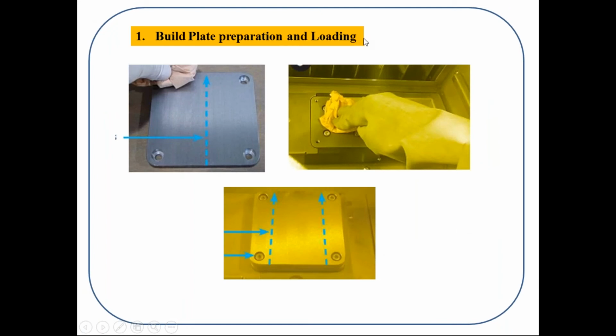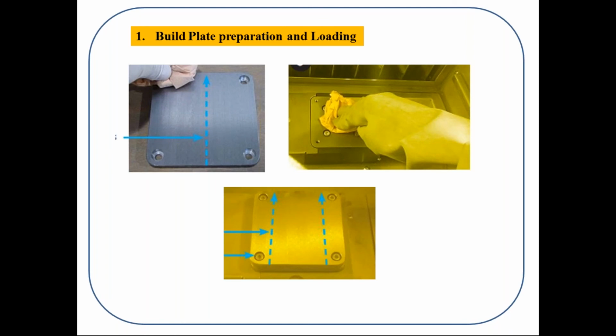Now coming to build plate preparation and cleaning. Before inserting the build plate through the airlock, we clean it with a paper towel and degreaser. We always clean the build plate in the direction of the grind lines to avoid paper towel residue. After fixing the build plate inside the process chamber, we have to ensure there is no powder and no dust particles. Then we fix the build plate in such a way that the grind lines are always parallel to the roller movement.